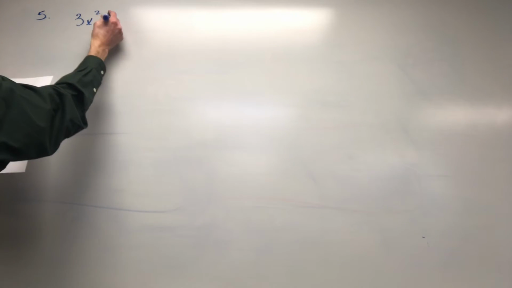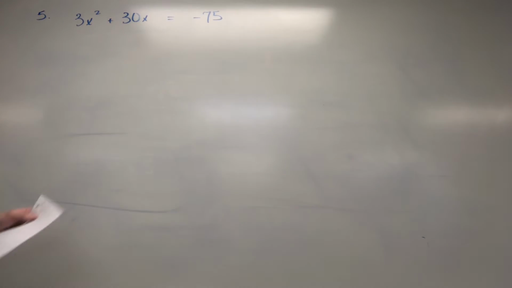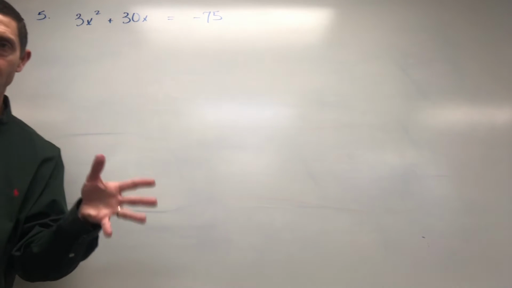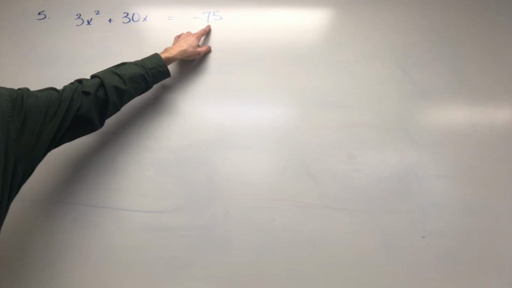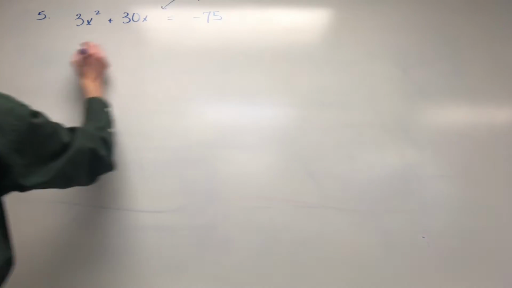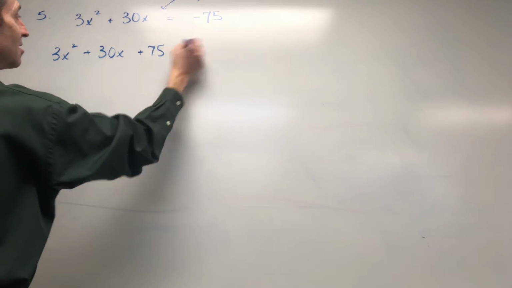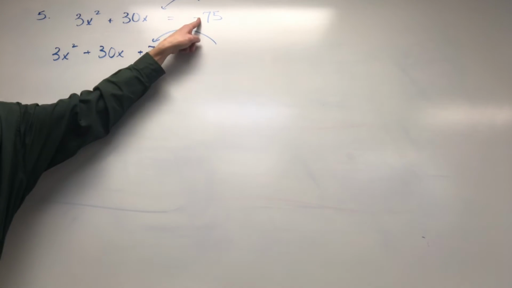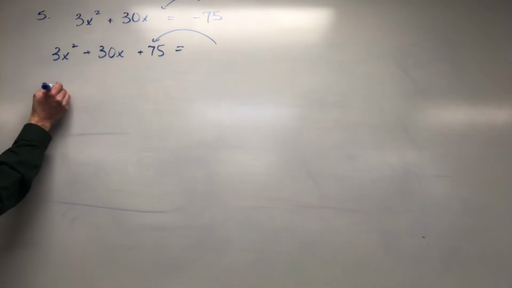All right, number 5. Here we go. This might be my favorite. Here we go, number 5. 3x squared plus 30x equals negative 75. Okay, so every time you do quadratic formula, you gotta have it set equal to 0. This is not 0. Grab that 75, get him over here. Was negative 75, move him over, becomes positive 75. And now we're good to go.